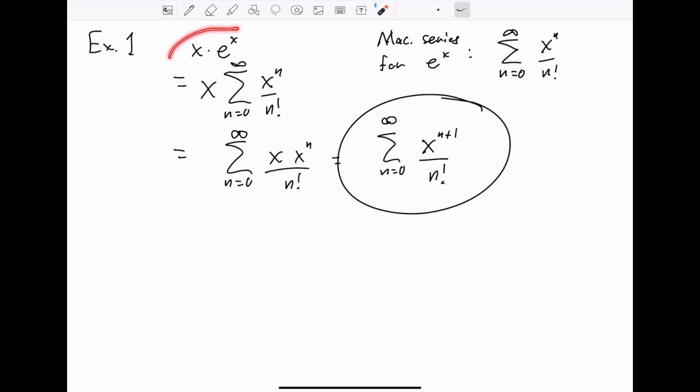We could solve this from scratch by hand, making a table of the derivative values, plugging in 0, and we'd get the same exact expression. But it's much, much, much faster to leverage our knowledge of the Maclaurin series for e to the x to find the Maclaurin series for this related function.